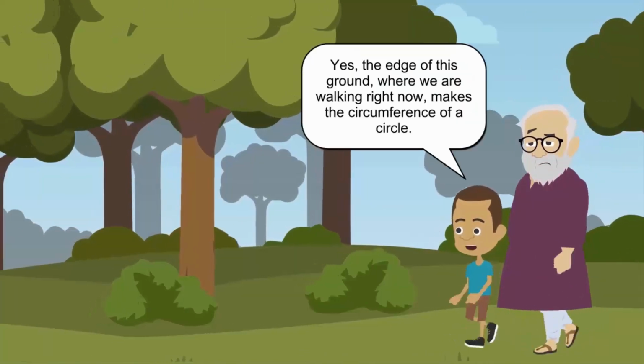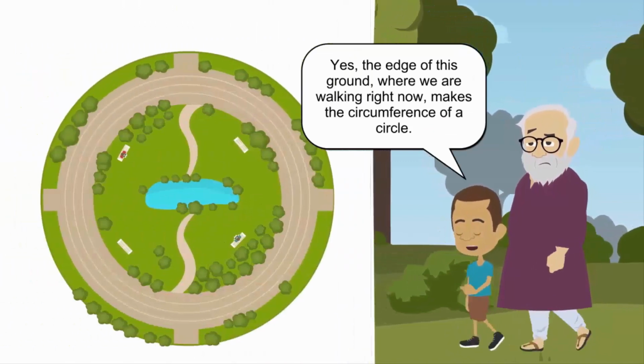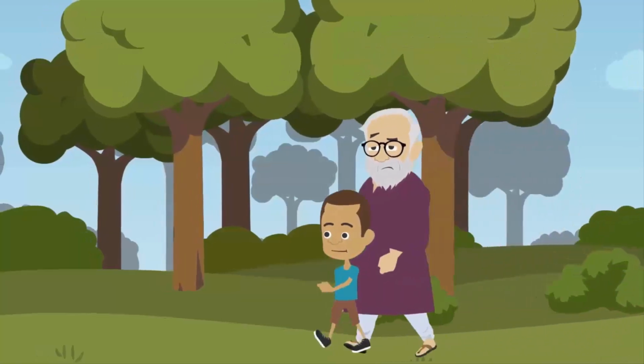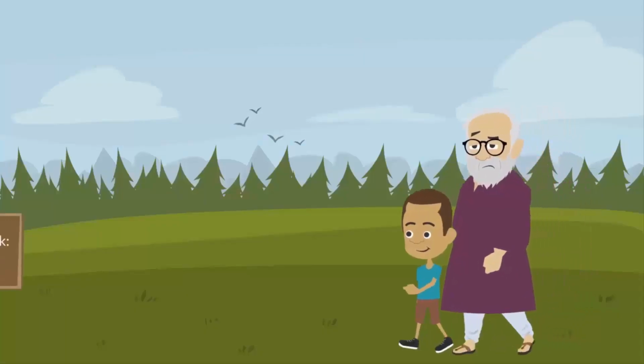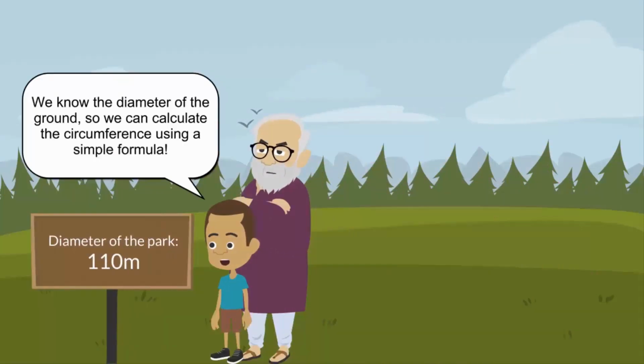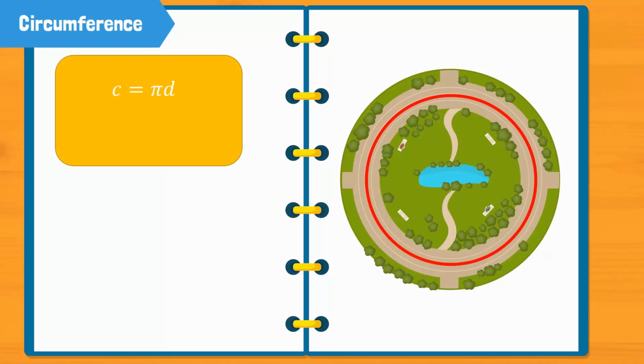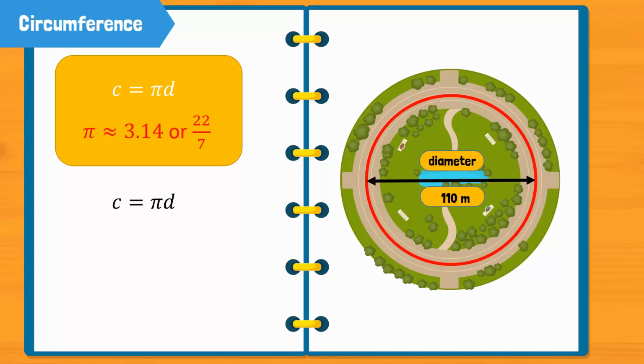Circumferences? Yes. The edge of this ground, where we are walking right now, makes the circumference of a circle. We know the diameter of the ground, so we can calculate the circumference using a simple formula. We know that the circumference of a circle can be calculated using this formula. C is equal to pi d, where the value of pi is taken as 3.14 or 22 divided by 7. The diameter of the ground is 110 meters.